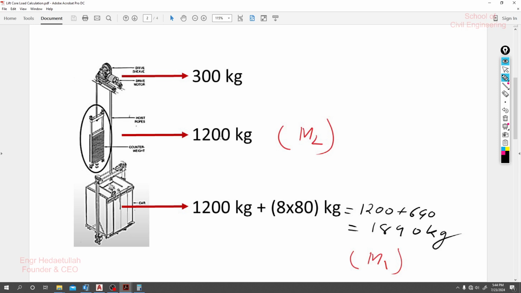So if I just go here, let's say our meshing load is 300 kg. Our counterweight load and the car load will be the same, 1200 kg. And let's say each elevator can carry 8 people. So 8 people into 80 kg, that means the total load will be 1840 kg, and this one will be M2 and this one will be M1.